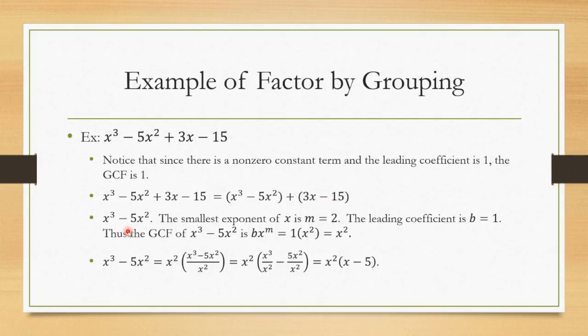So here's the first one. Now, right away, you should be able to see we could factor out x squared, right? If you were to find the GCF of this group, you would get that the smallest exponent of x is 2. And since the leading coefficient's 1, that tells you b has to be 1. So we can factor out x squared.